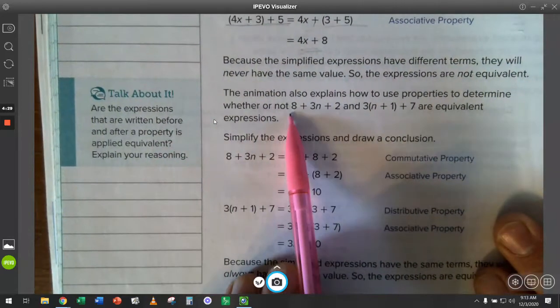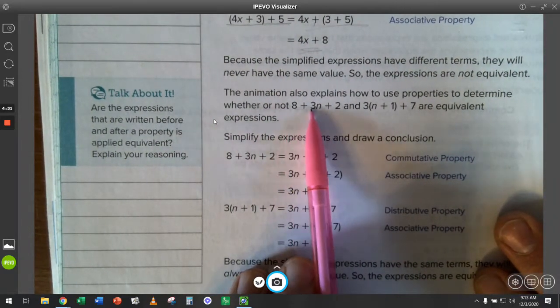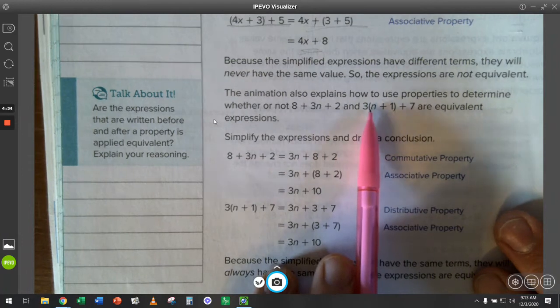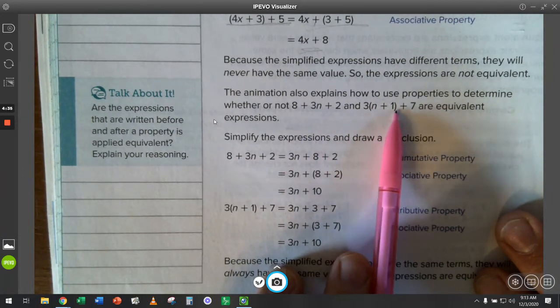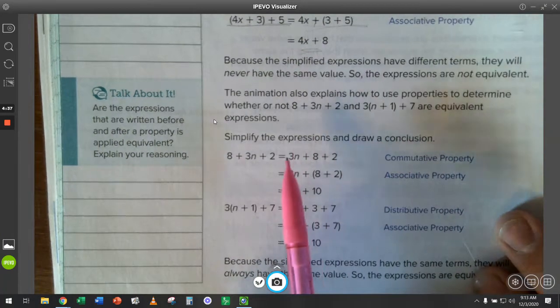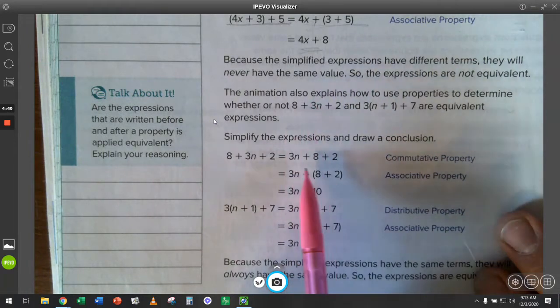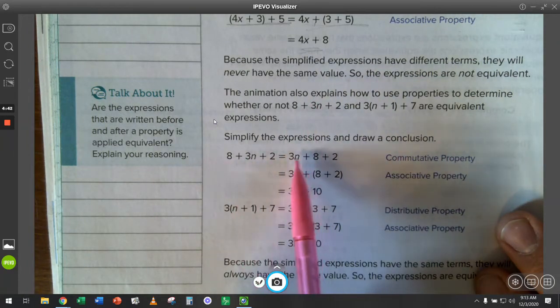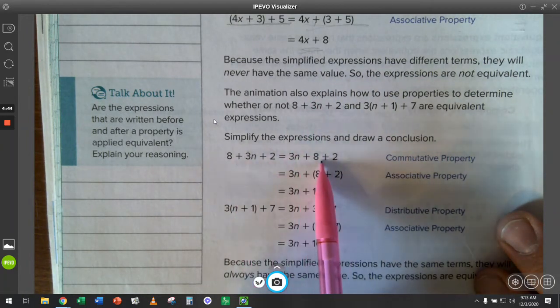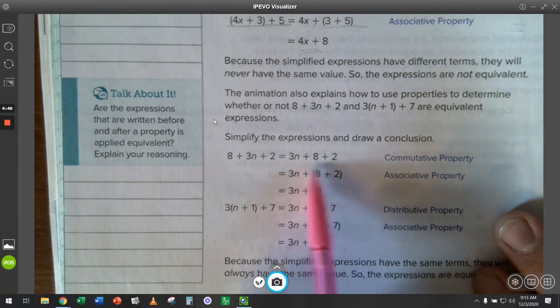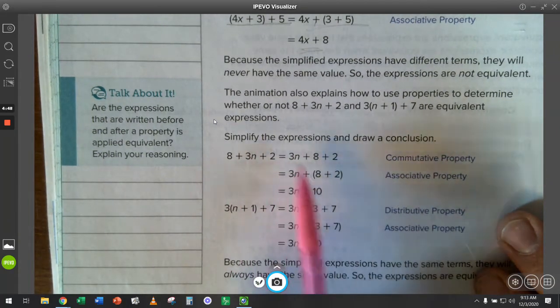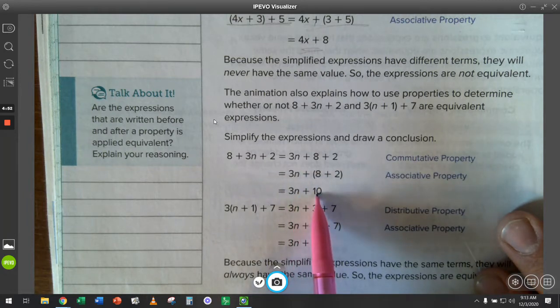So let's take a look at 2 more. So we have 8 plus 3n plus 2, or 3 times n plus 1 plus 7. The first thing we would want to do is simplify this. We can combine like terms. The 8 plus 2 can go first, right? Because we can combine those two numbers. Then we would have 3n plus 10.